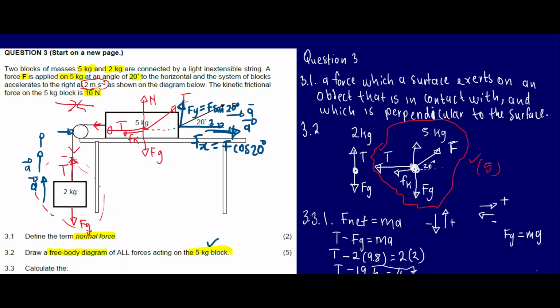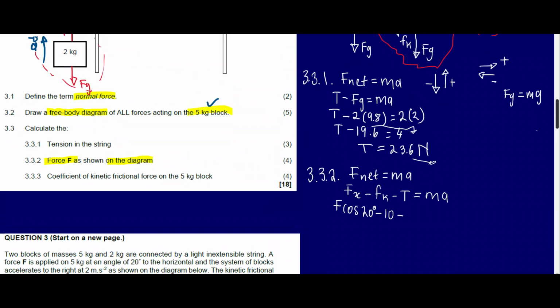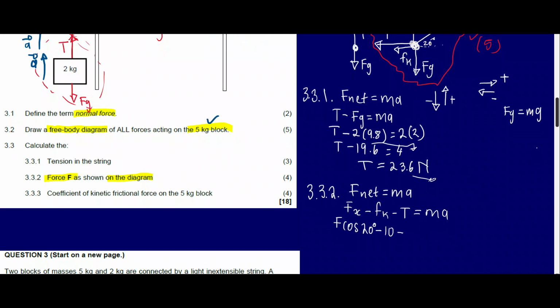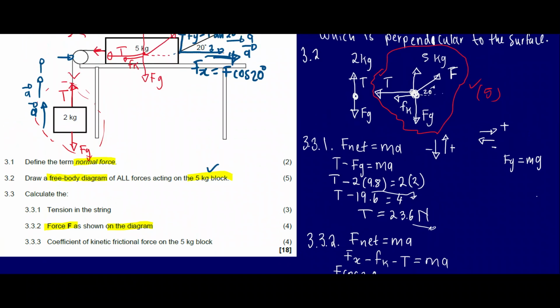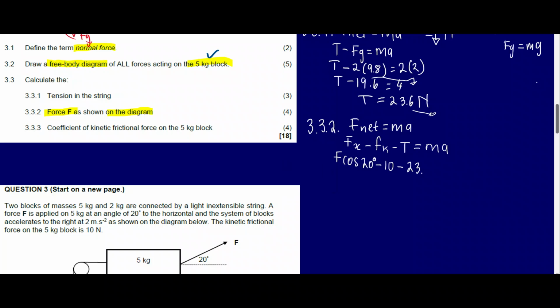Minus, what is Fk? We were given that the Fk for that block was 10 newtons, so we'd simply substitute minus 10. We also realize that the tension value was calculated. Remember the T value in the string tells us that it's the same T value for both blocks, because they are connected by the same string. So the tension in the string is going to be the same amount, 23.6 as well.